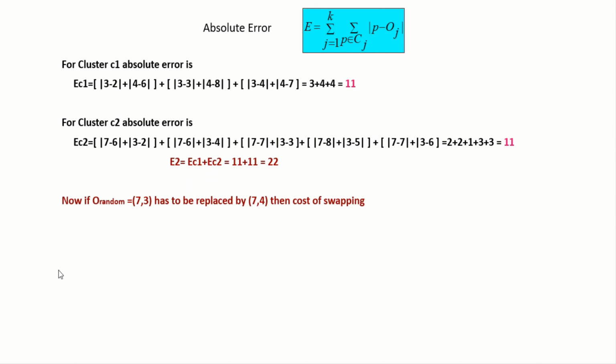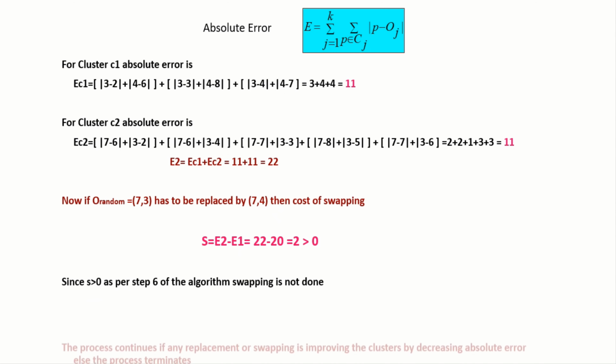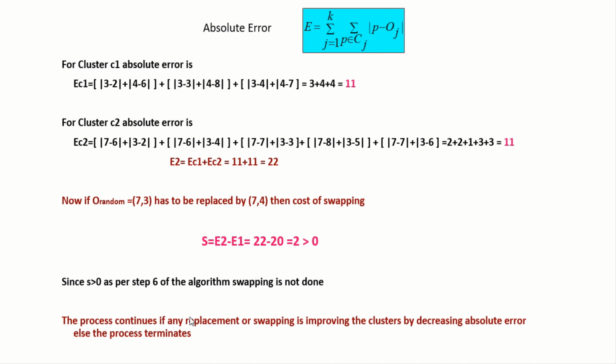Now if O random is 7, 3 and if it has to replace the 7, 4, then the cost of swapping S, which is E2 minus E1, has to be less than 0. Then only we have to swap. But here we are getting it as greater than 0. So since S is greater than 0, as per step 6 of our algorithm, swapping is not done. The process continues if any replacement or swapping is improving the clusters by decreasing absolute error, else the process gets terminated.